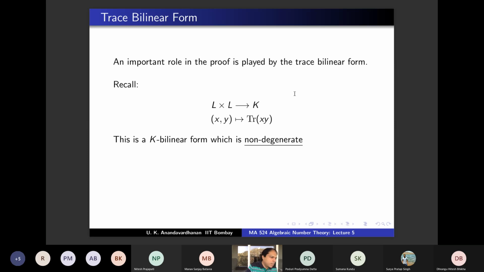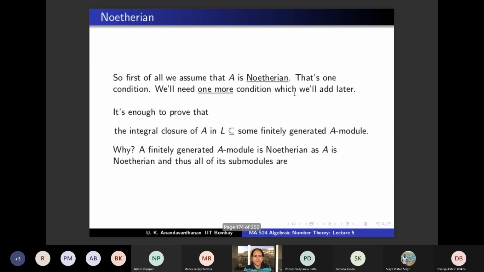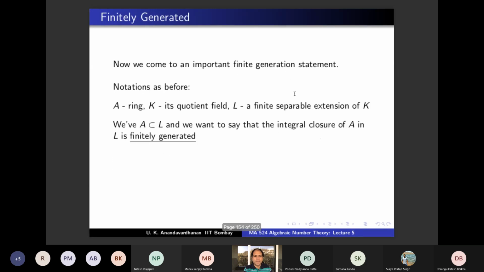So I don't know whether you have done this or not, but you can take a guess. Even if you haven't done this, you can take a guess why this is true. Take a guess, and you must be right if you take a good guess. I am asserting that this is non-degenerate, and that is because of... take a guess.